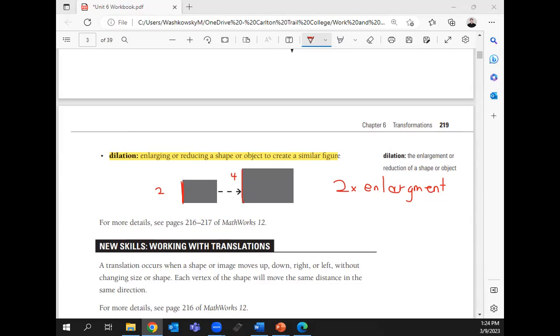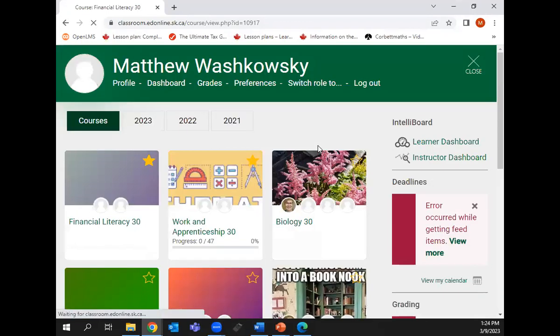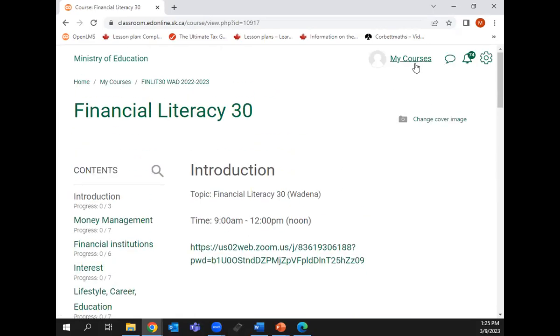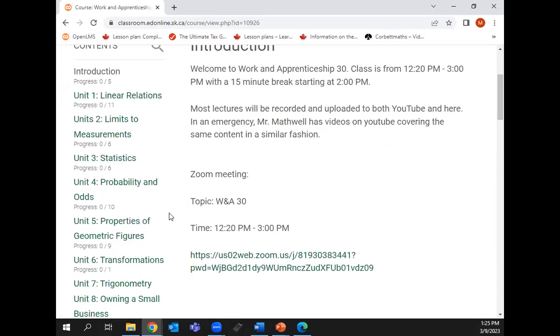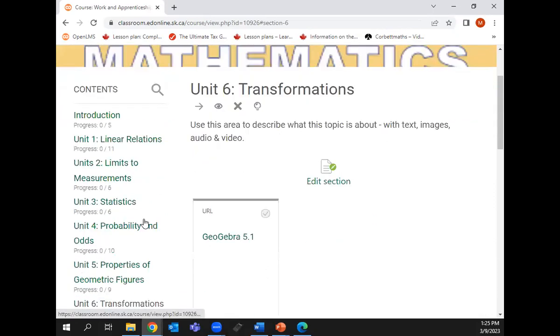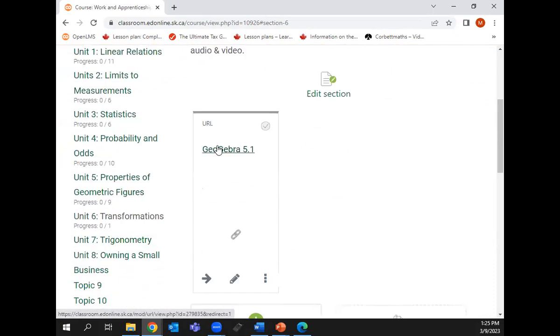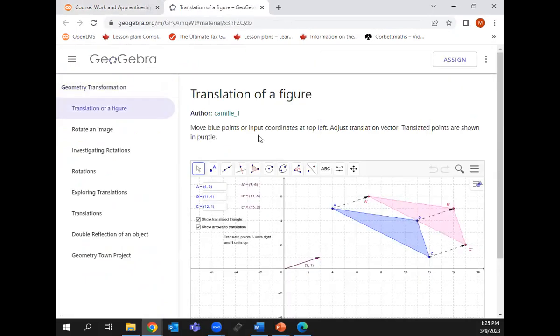Cool. So when you're on your computer here, I'm going to get you to head to the Math LMS, the Workplace and Apprenticeship 30. And on there, you should find on Unit 6 transformations, there's a link. So head to the LMS, go to Math, go to Unit 6, and go to the link. Yeah, GeoGebra.